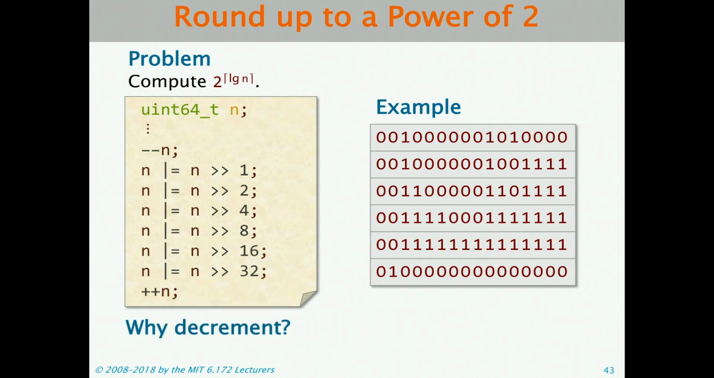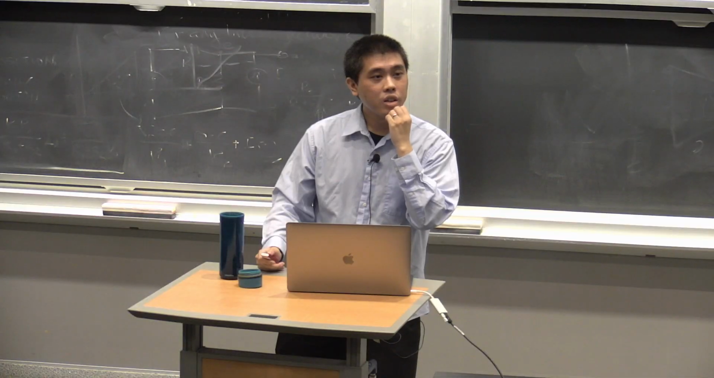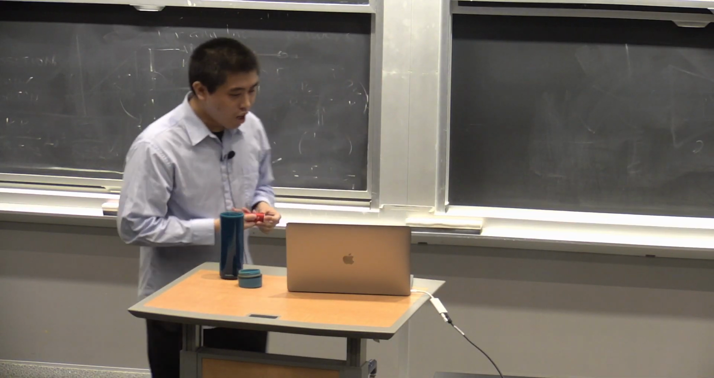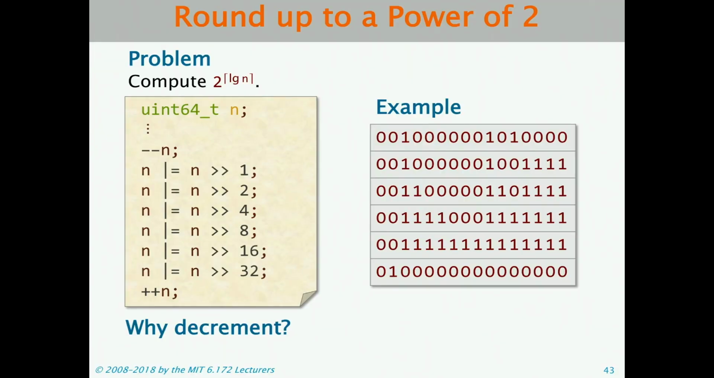So one question is, why did we have to decrement n at the beginning? Yes? In case n is already a power of 2. Yeah, so if n is already a power of 2, and if we don't decrement n, this isn't going to work because the lg n minus 1 bit isn't set. But if we decrement n, then it's going to guarantee us that the lg n minus 1 bit is set so that we can propagate that to the right.